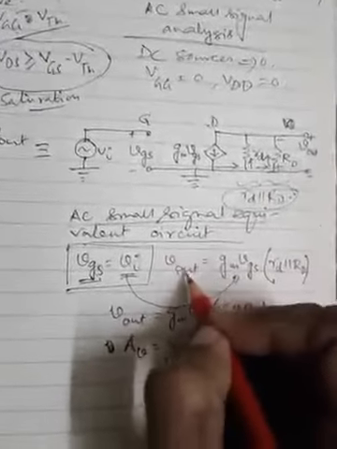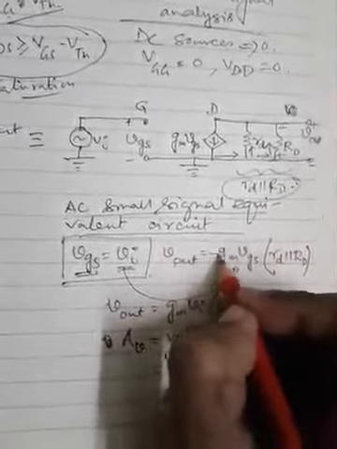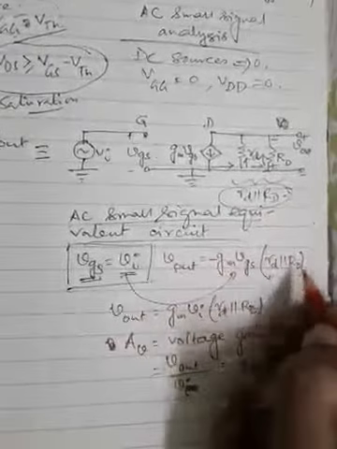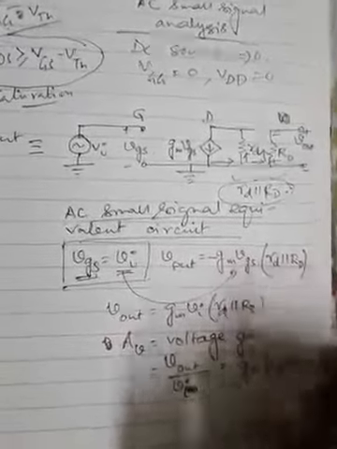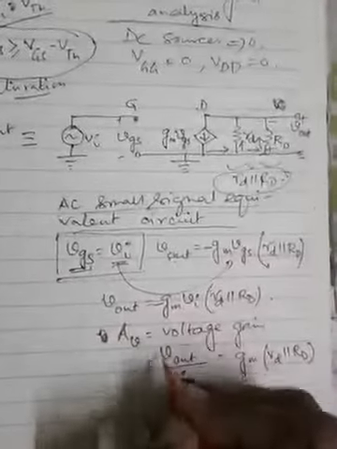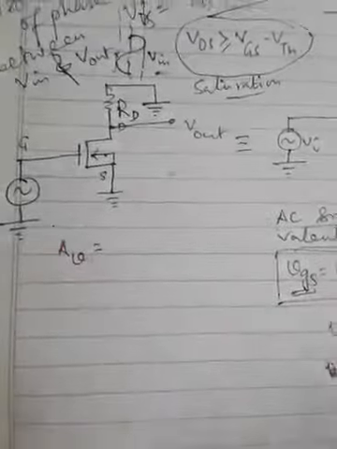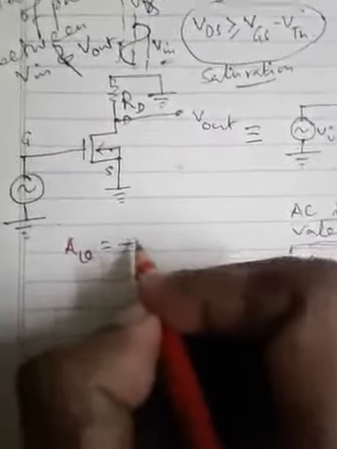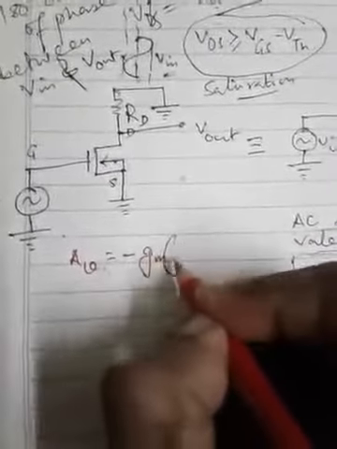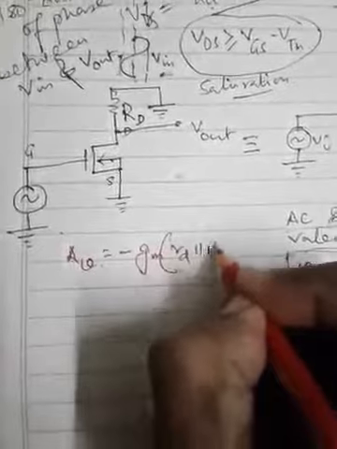So we should be writing V out equal to minus Gm VGS into this rd parallel with RD. So there will be a minus sign in each. In this final expression, this AV can now be written, considering the magnitude as well as the phase of the voltage, as minus Gm whole into rd parallel with RD.